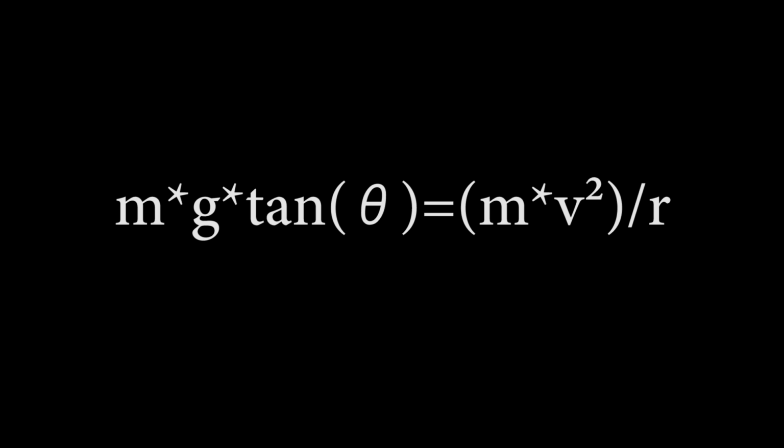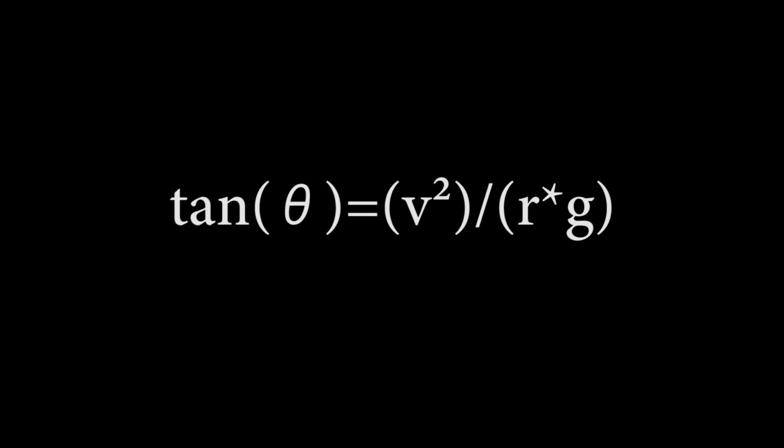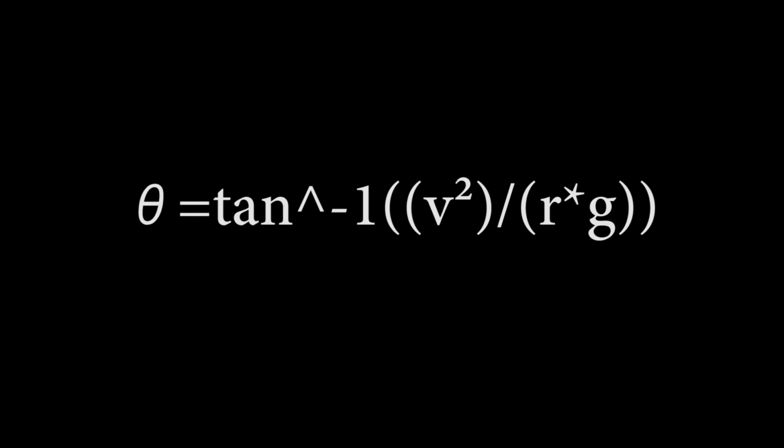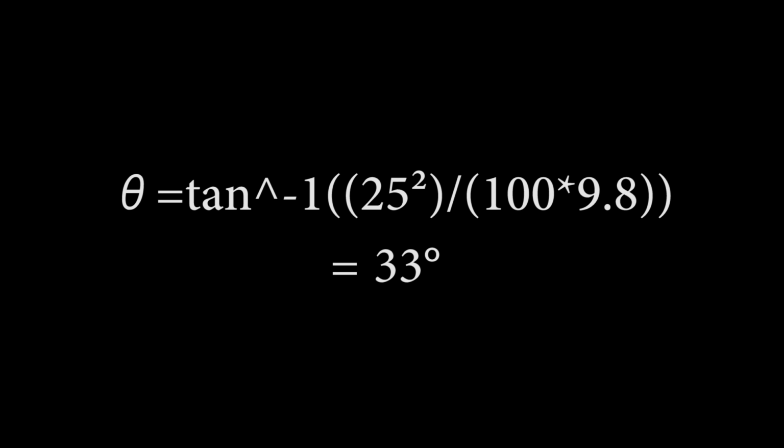Let's look at our equation. First, we can cancel out m from both sides and divide g on both sides, leaving us with tan theta is equal to v squared over r times g. So theta is equal to the inverse tangent of v squared over r times g. If we plug in our numbers and solve, we get 33 degrees. Therefore, for a curve with radius 100 meters at a speed of 25 meters per second, the bank angle should be 33 degrees.